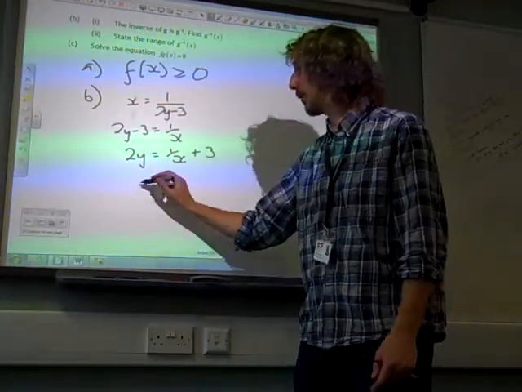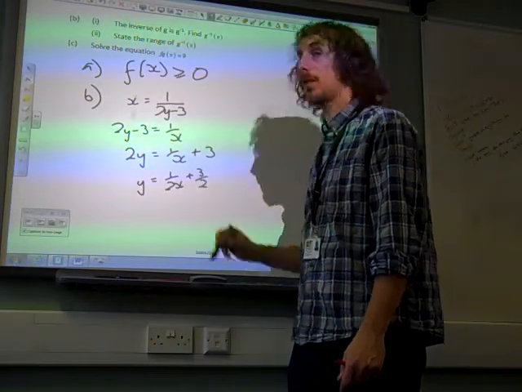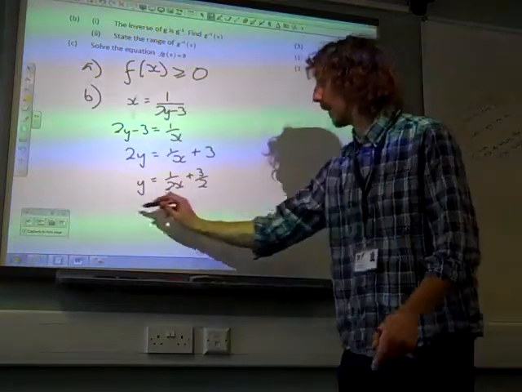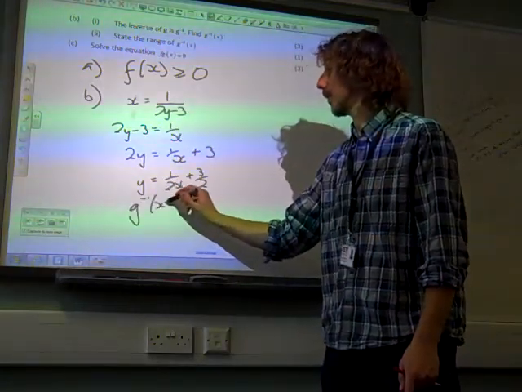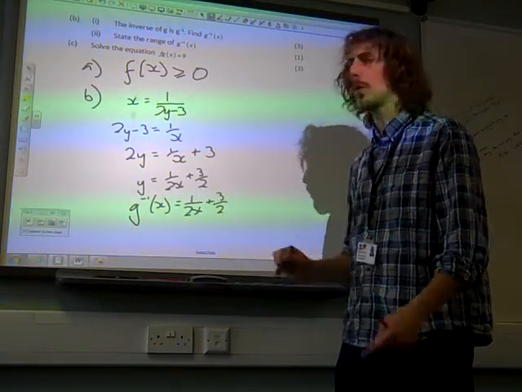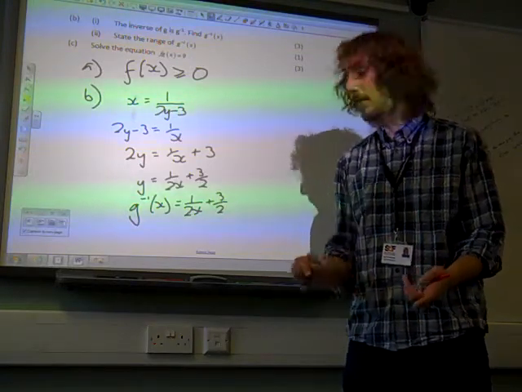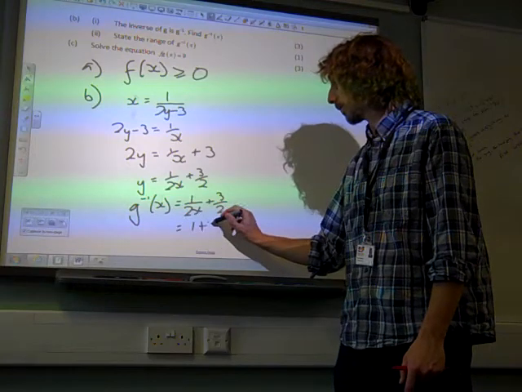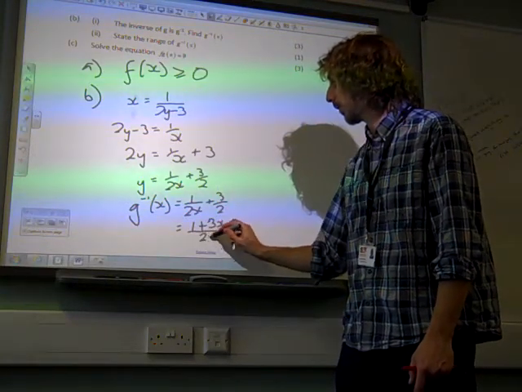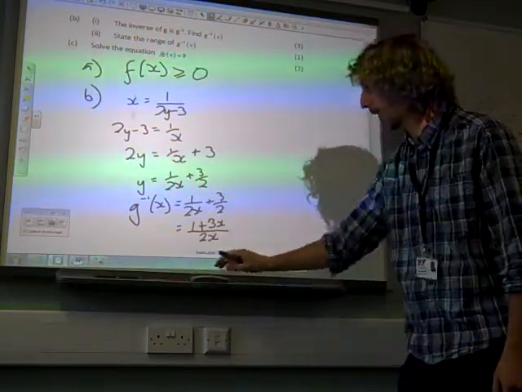And then 2y is 1 over x plus 3. And if we divide by 2, we get 1 over 2x plus 3 over 2. And it's acceptable to leave it like that. You could, if you wanted to, put it over a common denominator, which would be 2x, and write 1 plus 3x over 2x, but that doesn't matter. I didn't give any extra marks for that.